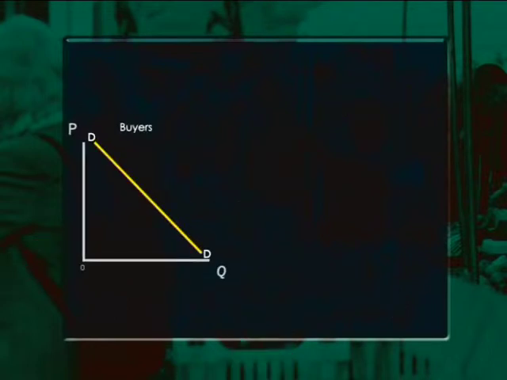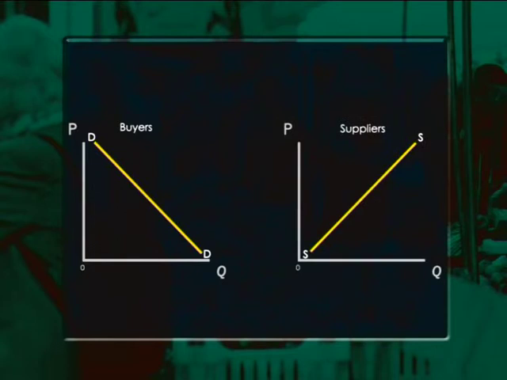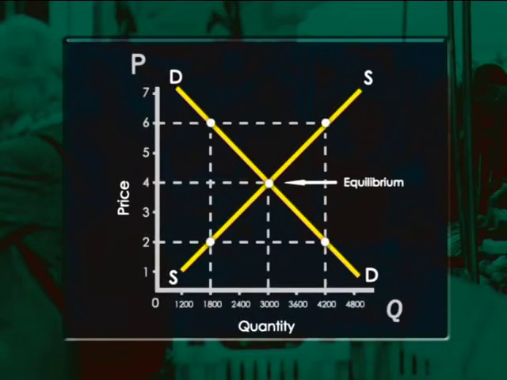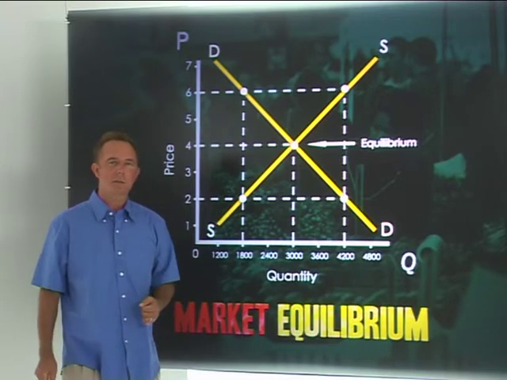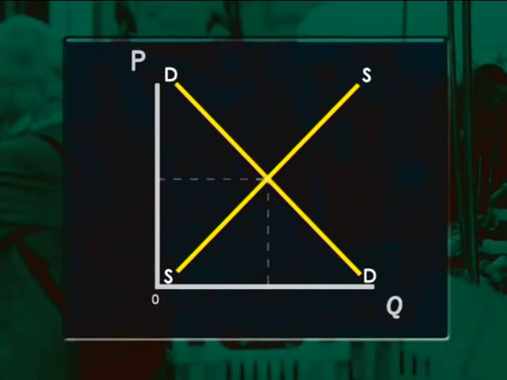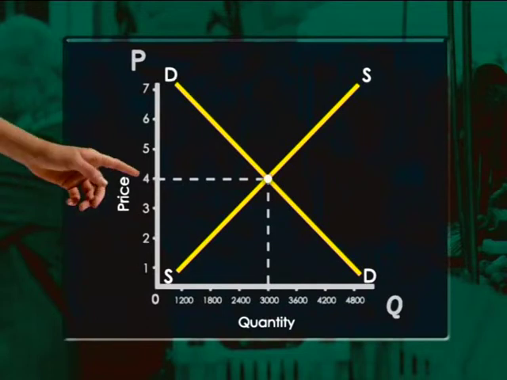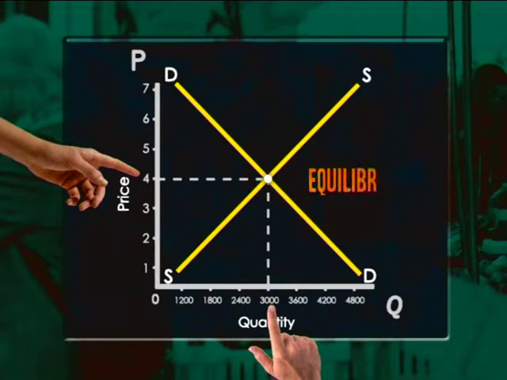Putting the two curves together, we get a picture of the state of the market. The demand curve reflects the behavior of consumers, and the supply curve, the behavior of suppliers. We can see that market equilibrium takes place at the point where the two curves intersect at the price of R4, where the quantity demanded matches the quantity supplied, 3,000 pieces of fried chicken. At this point, the plans of consumers exactly match the plans of suppliers. Note that in this market, there is only one possible equilibrium position, also known as the market clearing position, where everything that's produced is consumed, and both buyers and sellers are satisfied.